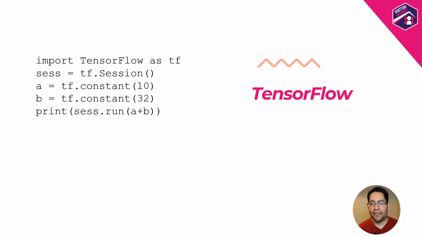So if we use TensorFlow in Python, this is an example here. We import the TensorFlow library, and then we start up a new TensorFlow session, and we define two constants. We define A with a value of 10 and B with a value of 32. And then we can print out on the console by running session.run with an operation A plus B.